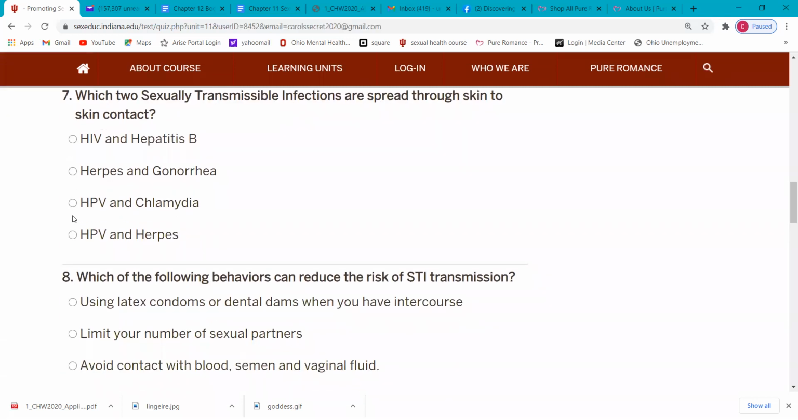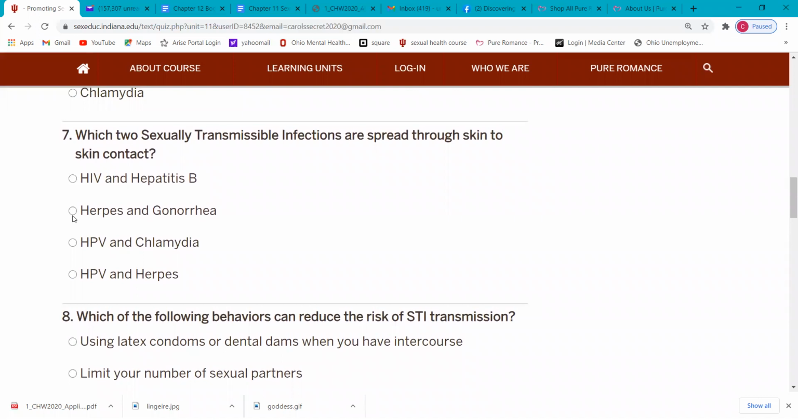Let's go to 7. Which 2 sexually transmissible infections are spread through skin to skin contact? Would it be HIV and hepatitis B? Would it be herpes and gonorrhea? Would it be HPV and chlamydia? Or would it be HPV and herpes? Which are the 2 sexually transmissible infections which would spread through skin to skin contact? All right, we're gonna go with HPV and herpes. Okay.